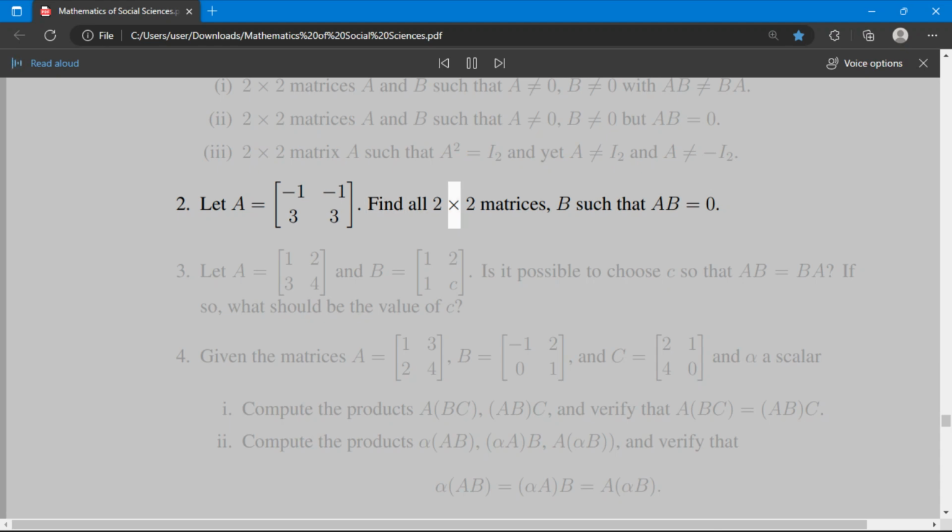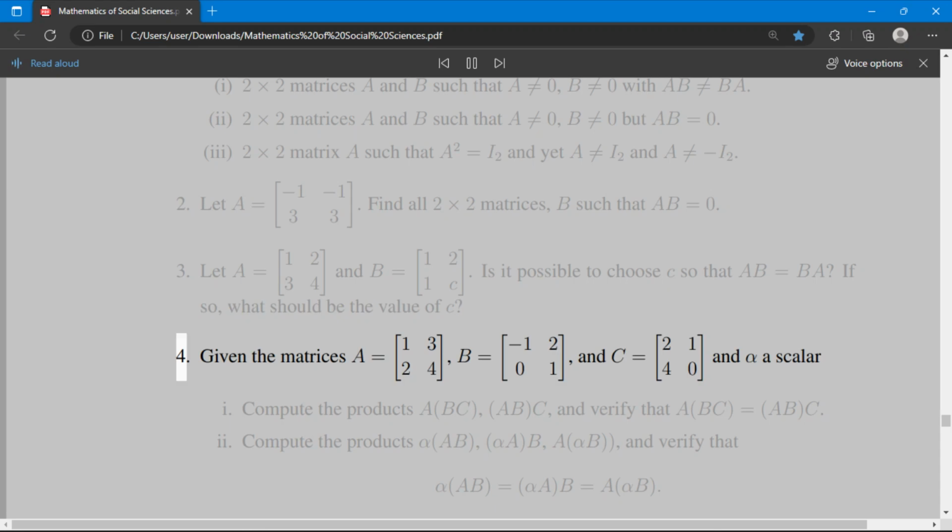2. Let A = [1, 1; 3, 3]. Find all 2 times 2 matrices B such that AB = 0. 3. Let A = [1, 2; 3, 4] and B = [1, 2; 1, C]. Is it possible to choose C so that AB = BA? If so, what should be the value of C?